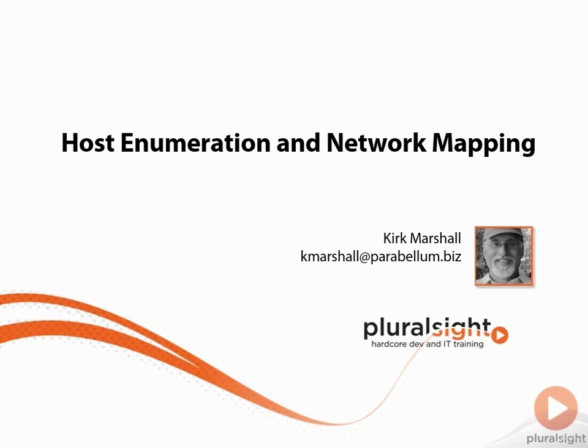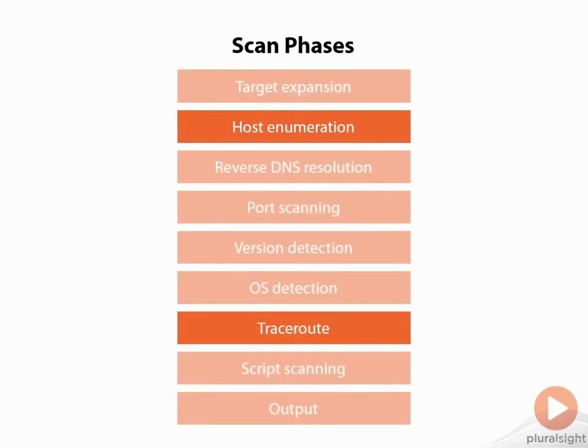In this module of Network Security Testing with Nmap, we'll be discussing host enumeration and network mapping. These two phases are highlighted here on the list of Nmap phases of operation that we presented in the previous module. We'll be spending the bulk of this module talking about host enumeration, which is one of Nmap's key processes. We'll also talk about network mapping, or traceroute, which we're taking a bit out of order since it seems to fit better here from a subject matter perspective.